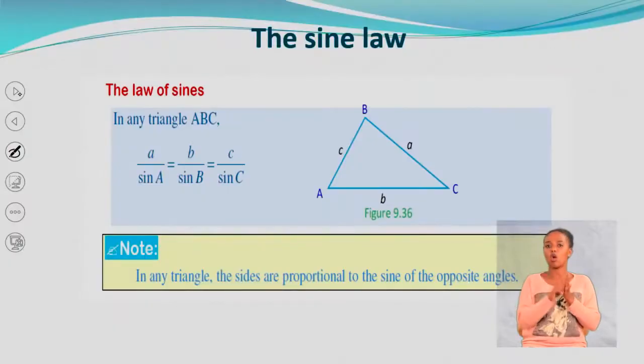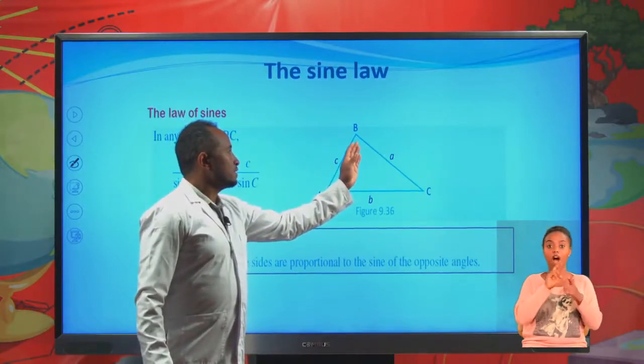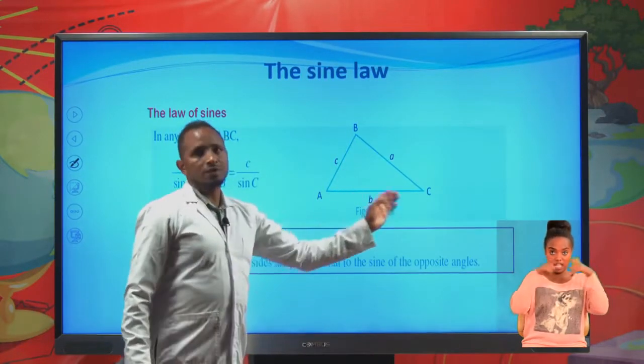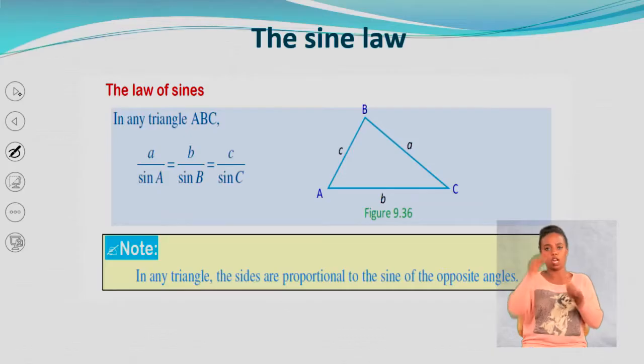So this is sine law. In any triangle, the sides are proportional to the sines of the opposite angles. Therefore, if this angle is bigger, the side opposite to this angle will also be bigger. This is the meaning. So now let's continue to the next part.